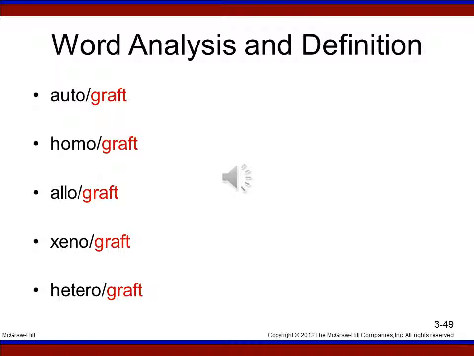Autograft means self. Homo means same or alike. Allo means other, xeno means foreign, and hetero means different. Understanding these is going to help you if you're going to be working in dermatology and communicating with the dermatologist and other healthcare professionals on the dermatology team, and/or working in the burn unit.